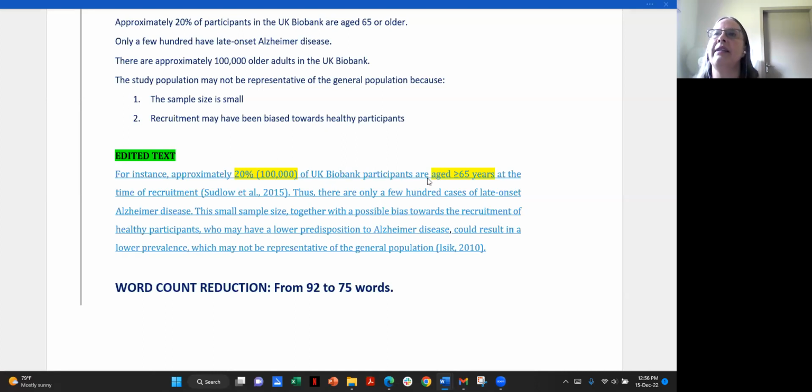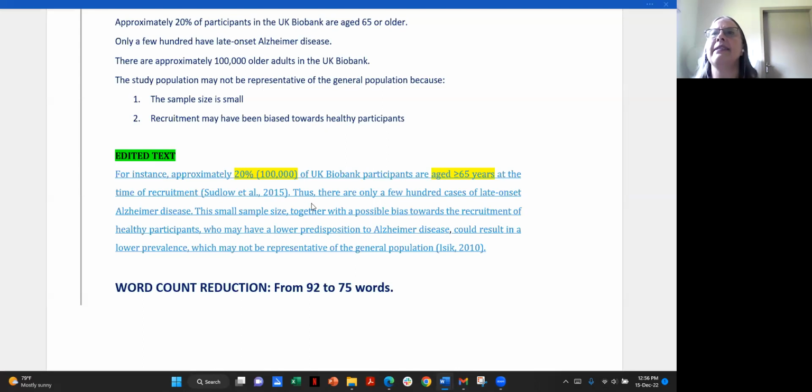Then we've gone on to say that the participants are aged greater than or equal to 65 years. Using a sign like that just reduces your word count and makes it easier to understand. So we've said approximately 20% of UK Biobank participants are aged more than 65 years at the time of recruitment. Then I have put the reference, which whenever you do a reference like this, would be the author's name and then the year in brackets.